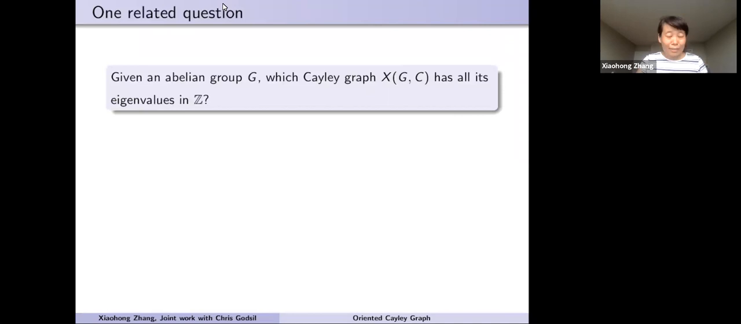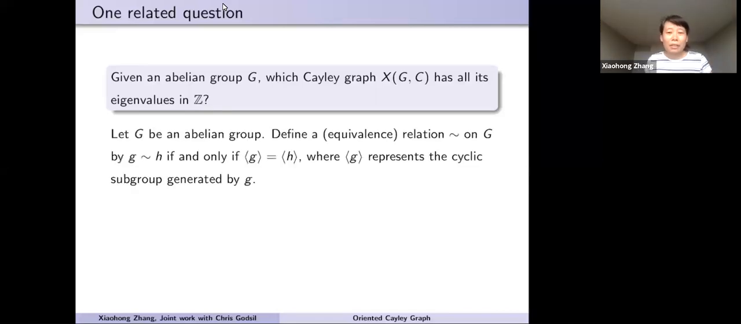For the question itself, there is also some related study. For example, when does a Cayley graph on an abelian group have all its eigenvalues being integers? To answer this question, first we define an equivalence relation on the group G. We say two elements g and h are equivalent if they generate the same cyclic subgroup. So all the elements generated by g are g, 2g, where the group operation is addition, 3g, keep going until we hit 0.